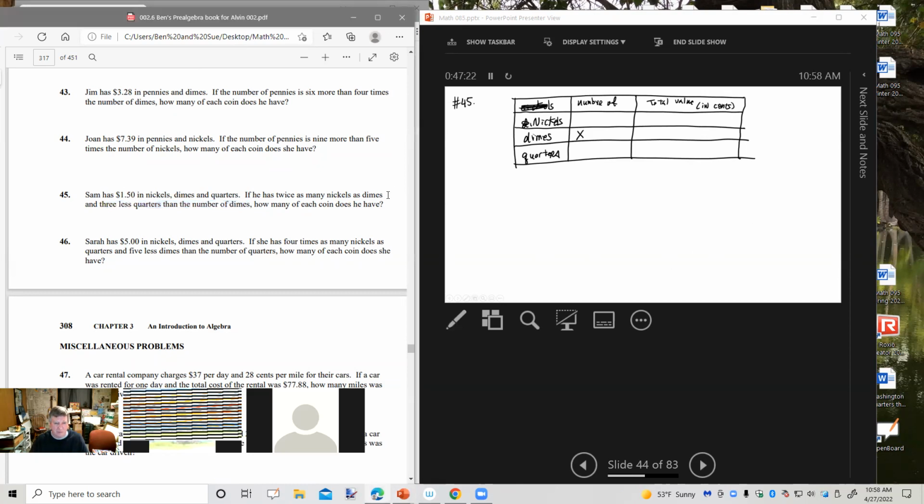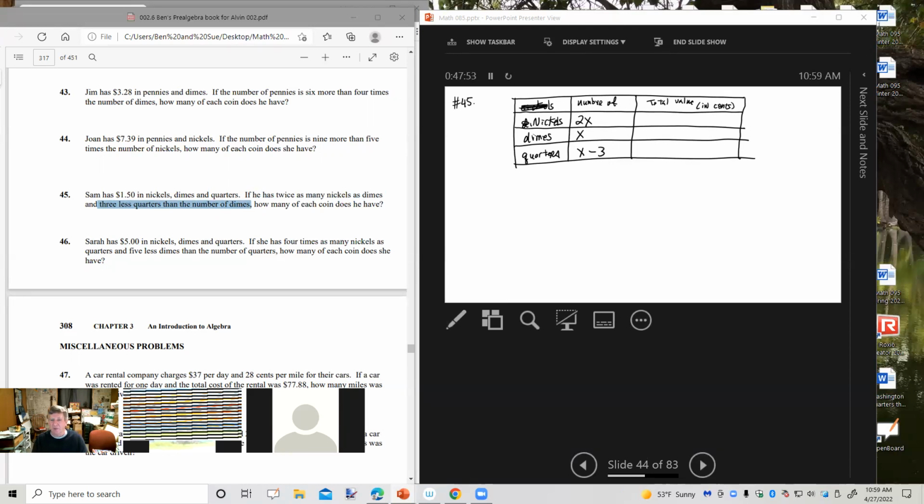So let's go back to our first comparison statement. Twice as many nickels as dimes. If the dimes is X, the nickels would be twice as many, 2X. 3 less quarters than the number of dimes. So that would be the number of dimes minus 3. Again, do you see how everything's being compared to the number of dimes?